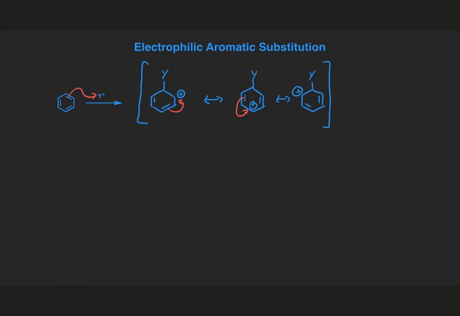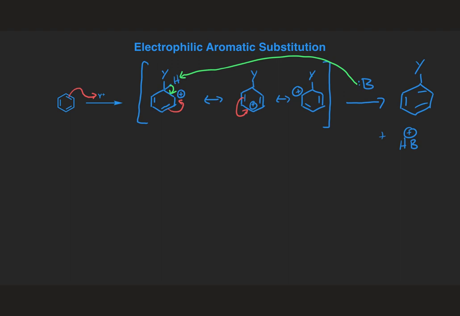In a second step, some base is going to come in and deprotonate the hydrogen on the same carbon that the electrophile added to. So this pair of electrons is going to come in and remove that hydrogen and kick those electrons down, which regenerates the aromaticity in the ring. And you have substituted a hydrogen with the electrophile.